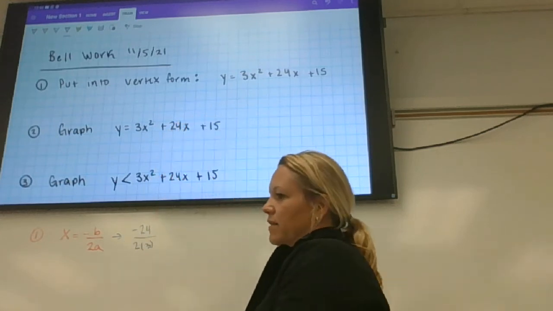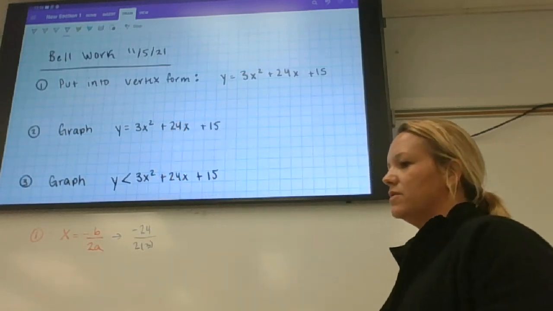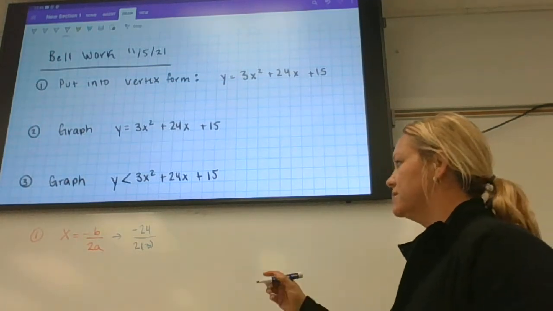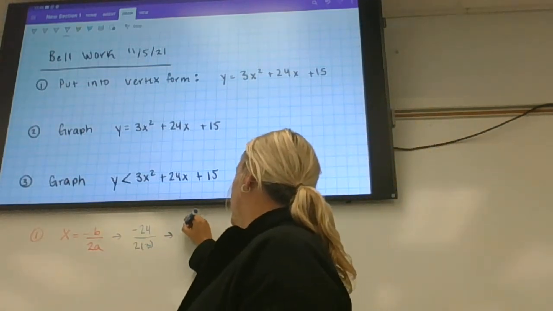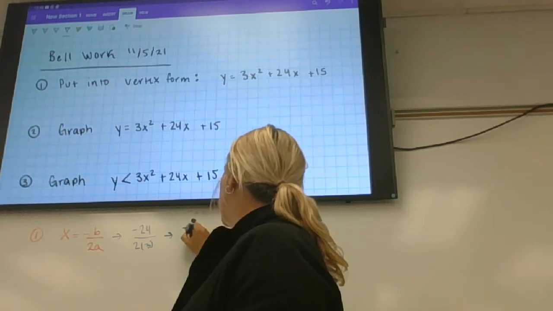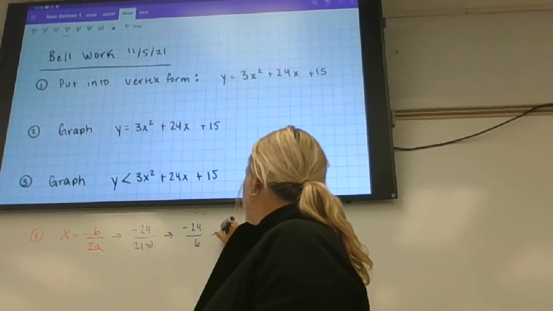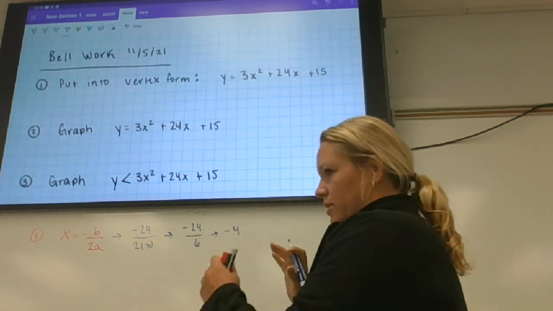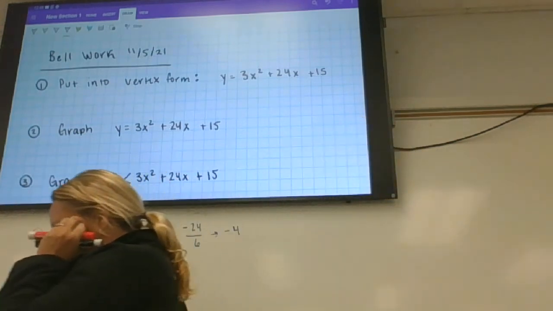Did you complete the square though? You can. I mean, I can check to see. That's an option. I didn't teach it. I saw it this way. Did you get negative 4? Did you get 4 in the parentheses?